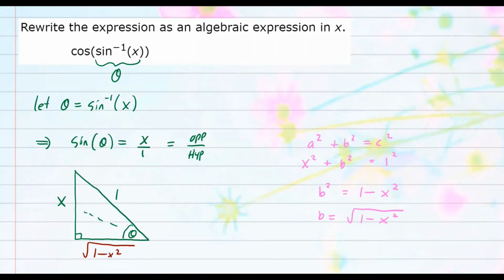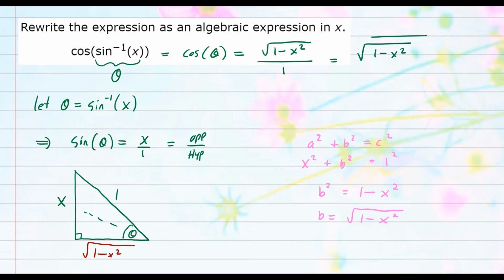Okay, so what are we looking for? We're looking for cosine of theta. Cosine is adjacent over hypotenuse. So this would be the square root of 1 minus x squared over 1, or we can just say this is the square root of 1 minus x squared. So there you have an algebraic expression of this composition. Okay, so I hope this helps.